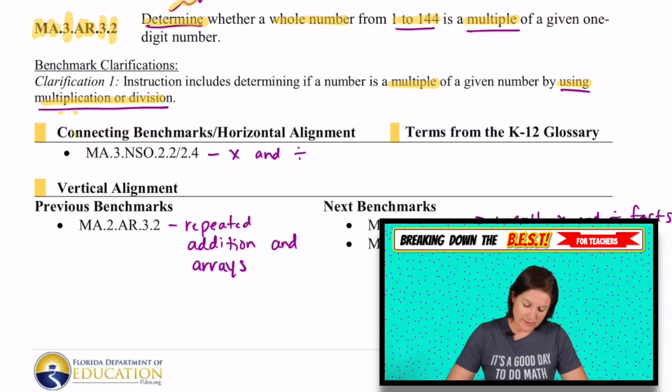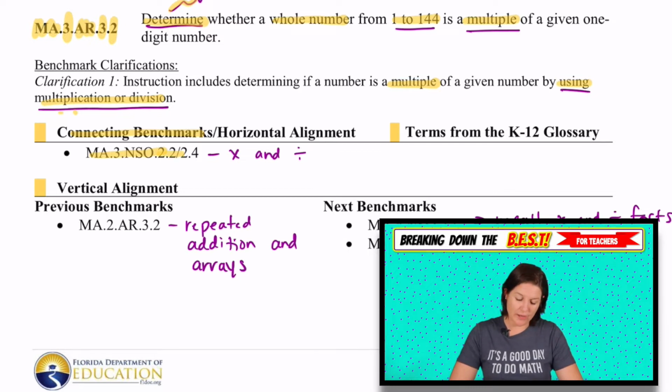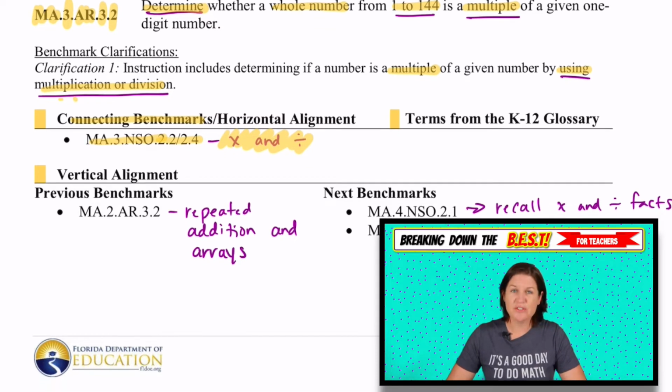Some of the connecting benchmarks are MA.3.NSO.2.2 and 2.4, which really focus on multiplication and division. There are a lot more benchmarks there that go with that, so those are not the only two, but those are a solid two to connect to.